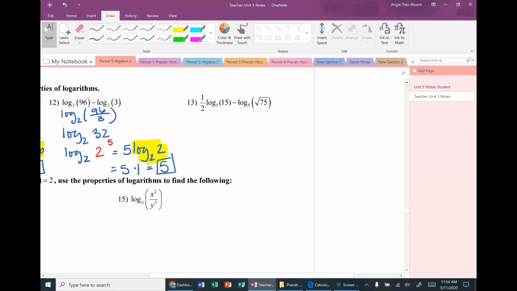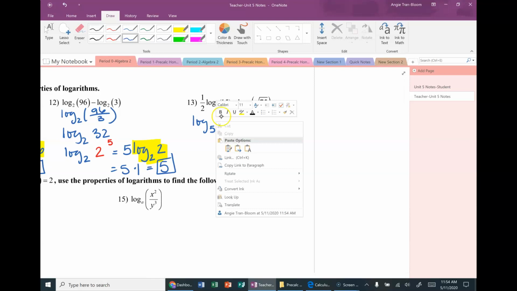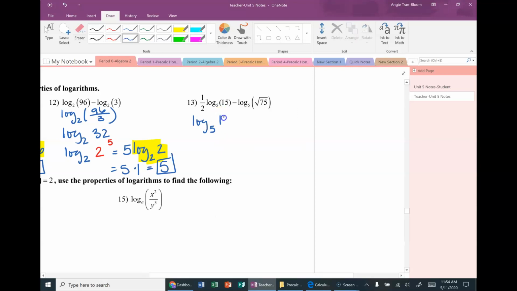Then on 13, we have a few different things here, so make sure we're very cautious of what we're doing. We have 1/2 times log base 5 of 15, take away log base 5 of radical 75. So the first thing we want to do is the 1/2. We want to write it as a power of 15. Well, 1/2 power is the same as square root of 15.